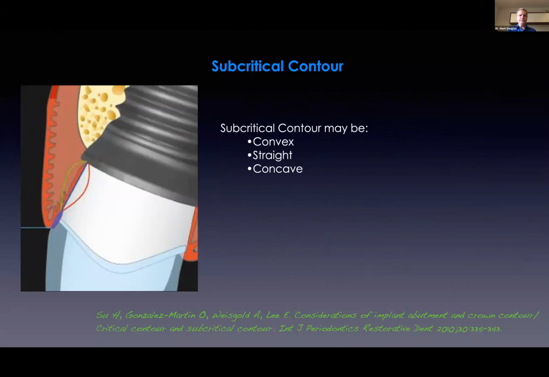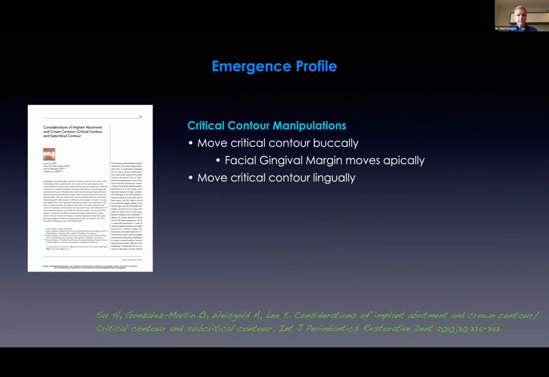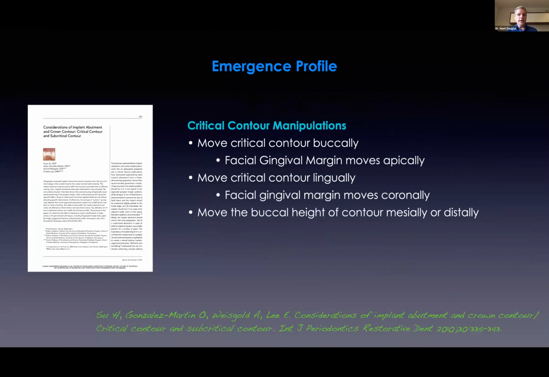So subcritical contour can be convex, concave, or straight. Critical contour manipulations. You can move the critical contour buccally, which will result in the facial gingival margin moving apically. You can move it lingually, hollow it out, which results in the facial gingival margin moving coronally. And you can move the buccal height of contour mesially or distally, and what that'll do is it'll affect the gingival zenith. It'll move it in the direction of the change in the height of contour. So if you hollow it out at the mesial, the height of the gingival contour will move away from that.